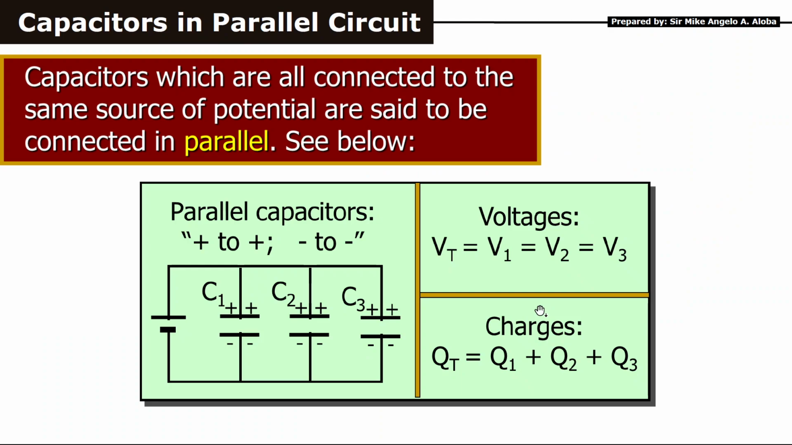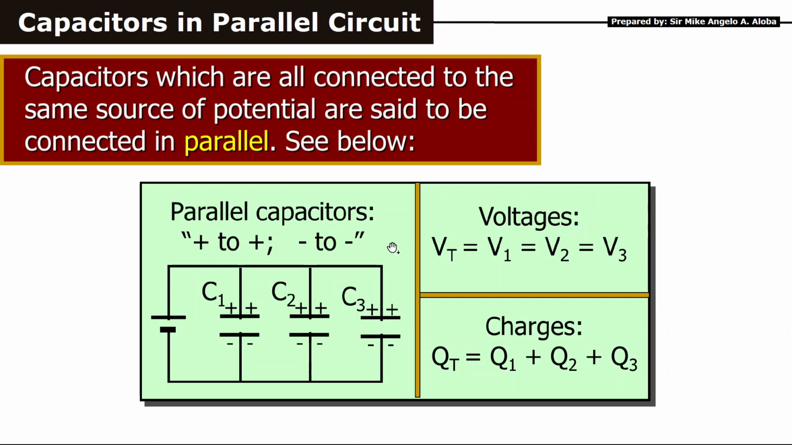Now how about capacitors in parallel circuits? So capacitors which are all connected to the same source. So here, if they are connected like this, this is connected to this source, this is connected to this source, this capacitor is connected to this source, all are connected to the same source of potential, and they are said to be connected in parallel. And sa parallel circuit, yung voltage naman ang pare-pareho because they are connected to the same source. Total voltage is equal to V1 here, V2 here, and V3 here.